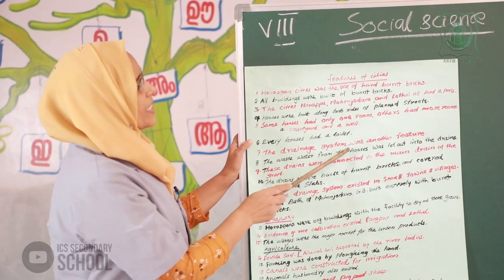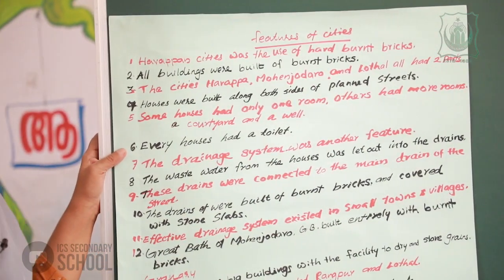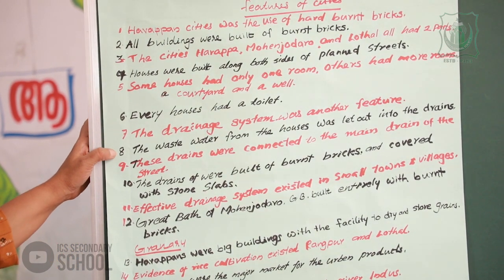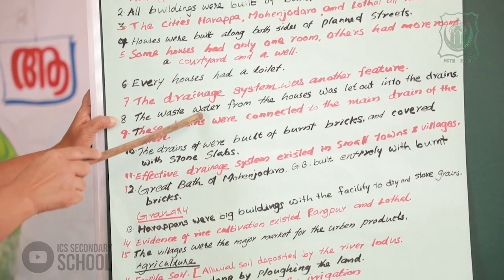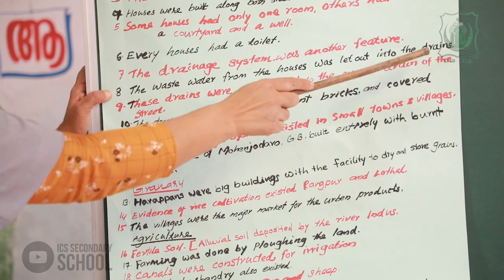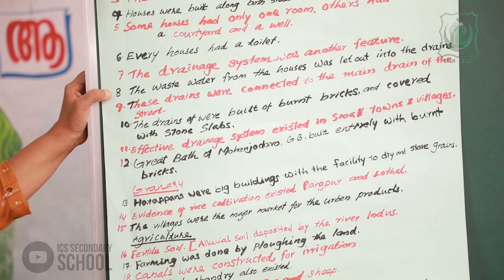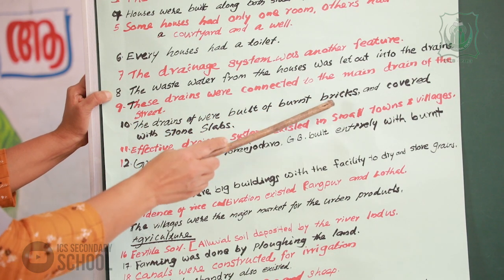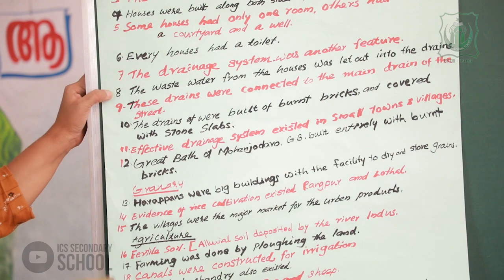The drainage system was another feature. Wastewater from the houses was let out into the drains. These drains were connected to the main drain of the street.